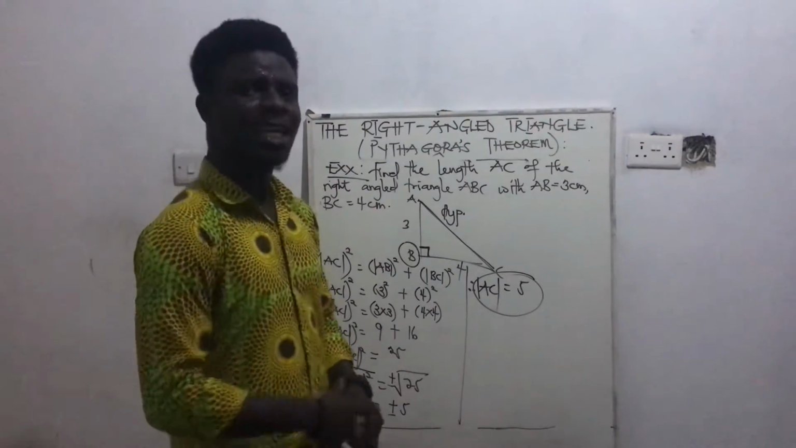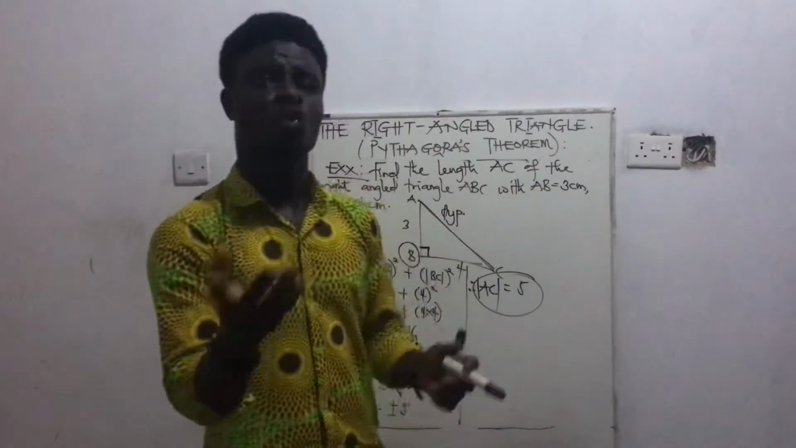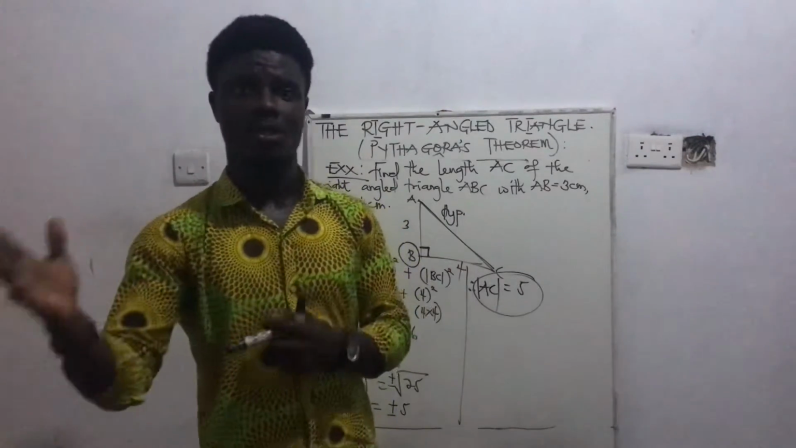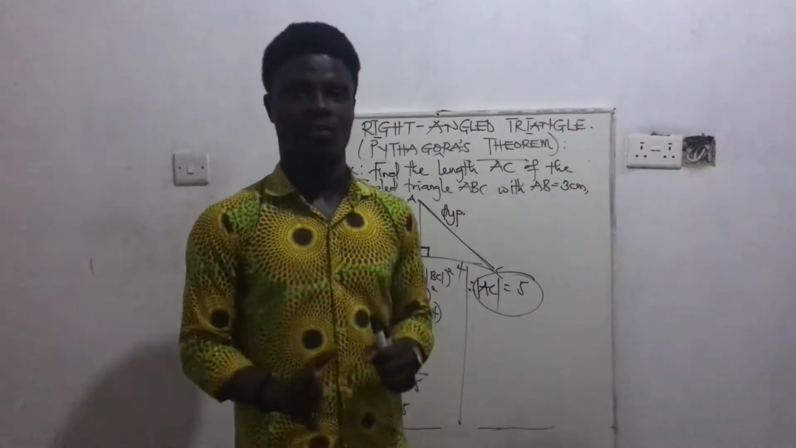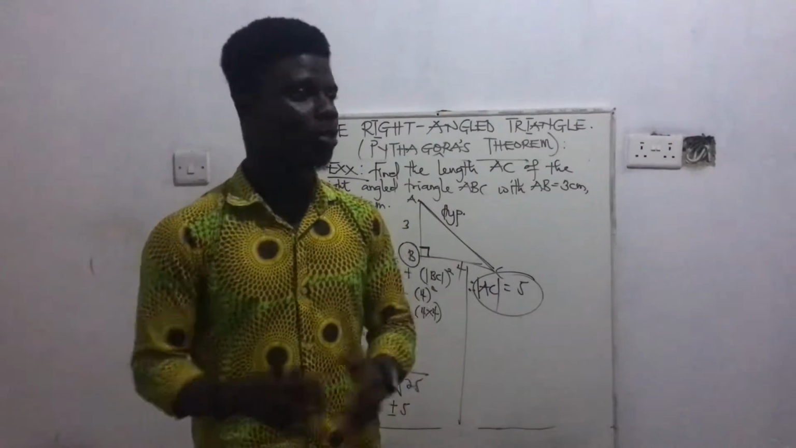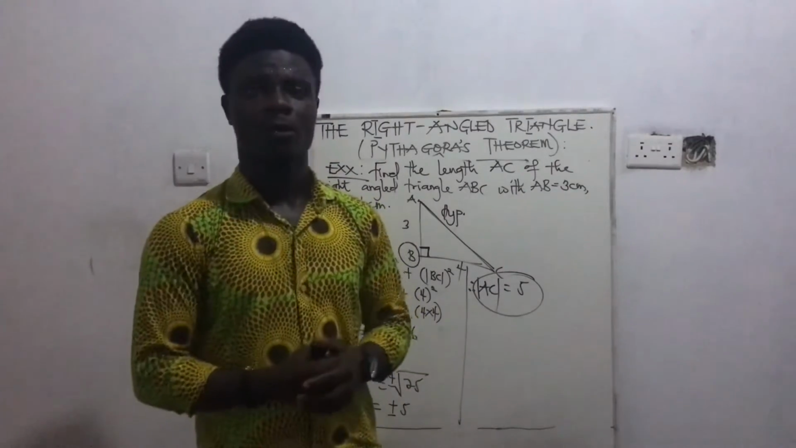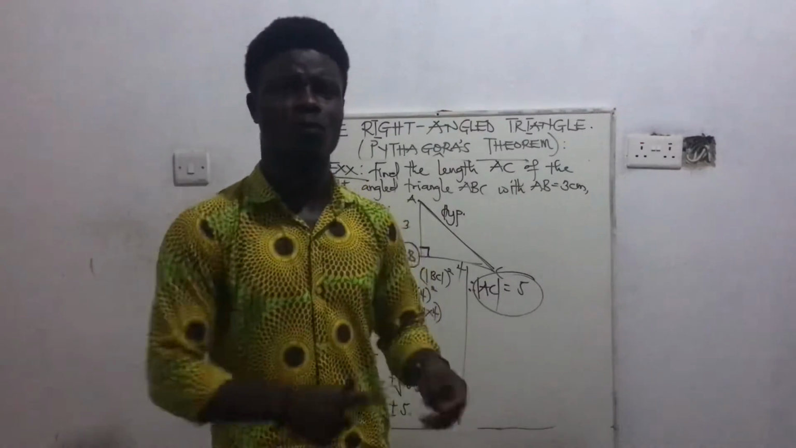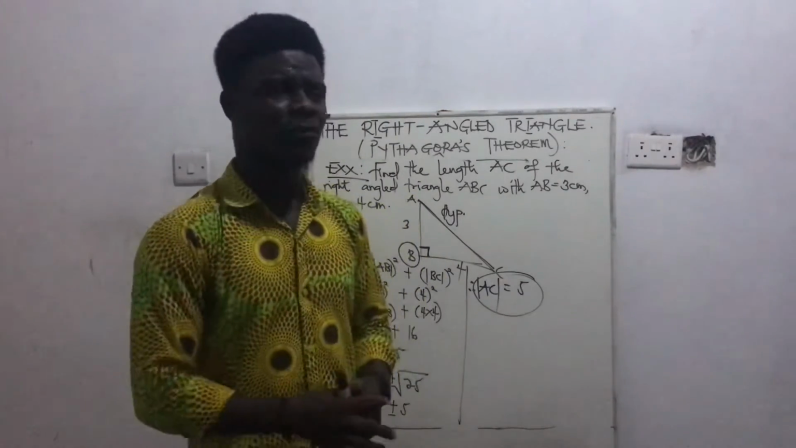So please take note of the perfect squares. Perfect squares usually start from 1, but it can start from 0 because the square root of 0 is 0, because 0 times 0 gives 0. Square root of 1 is 1, because 1 times 1 is 1. Square root of 4 is 2, because 2 times 2 is 4. So perfect squares start from 1, 4, go to 16, 25, 36, 49.